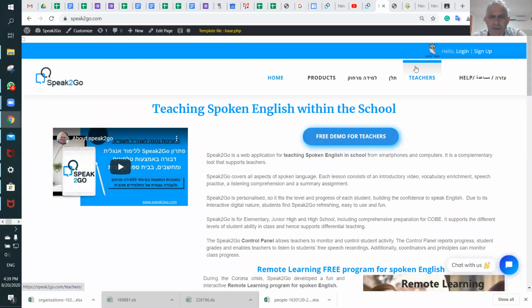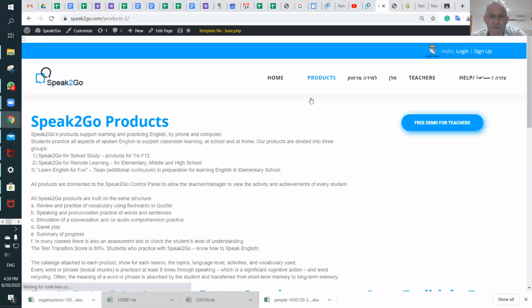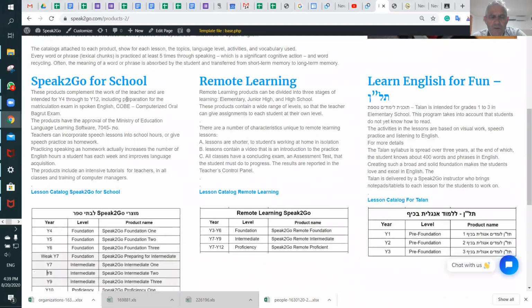As you are entering the Speak2Go website, you can have here the product menu. In this menu, we have three groups of products. We have Speak2Go for schools, we have remote learning products line, and we have the Learn English for fun. And this is the Talan for the very young children, which is not so relevant. So let's focus on these two groups.